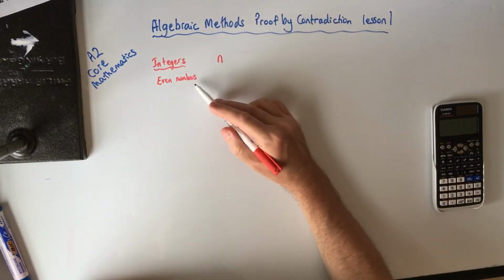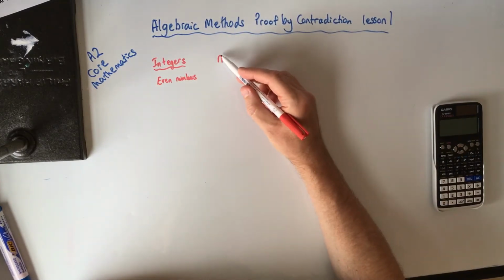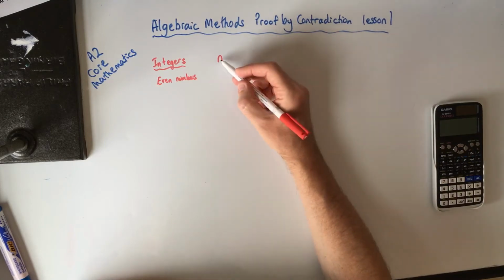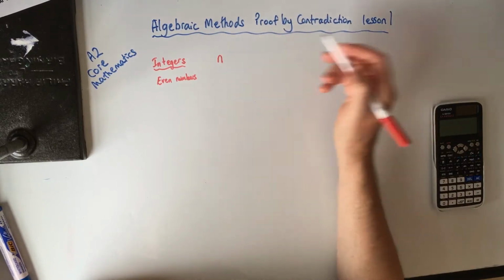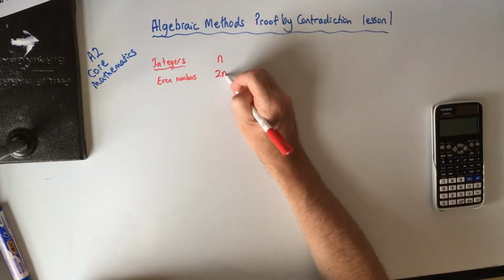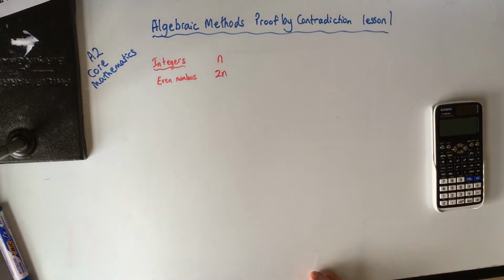So from that, just remember that mathematicians represent even numbers by doubling this. So if this is 1, then we double it and it becomes 2, or if it's any number doubled, it's always an even number, isn't it? So 2n is a way of representing any even number.